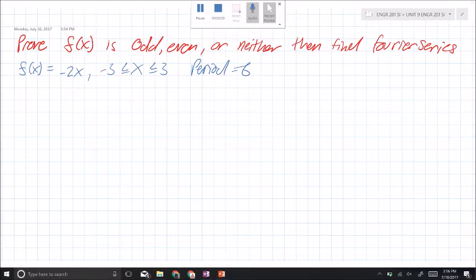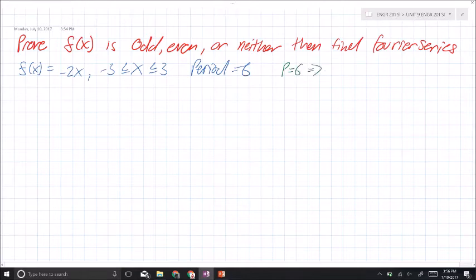So for this one, we have our function f of x equal to negative 2x from negative 3 to 3 with a period of 6. So if our period equals 6, this implies L equals 3. Right. So we have to have that part, and now we need to prove whether it's odd, even, or neither. In order to do that, you need to look at your cases for odd, even.